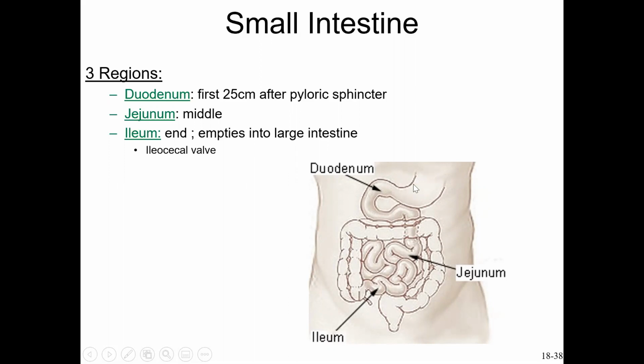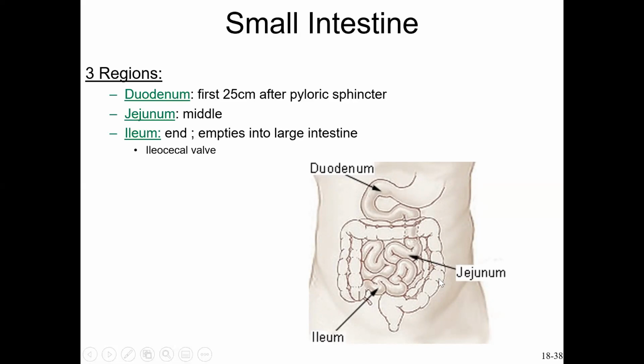The small intestine has 3 regions. So here would be the stomach. The very first region coming off of the stomach is going to be the duodenum, or sometimes people say duodenum. I think that's more common. I prefer the word duodenum because that's how I pronounce it, or that's how you would spell it. However you want to say it is fine with me. So there's the duodenum right there.